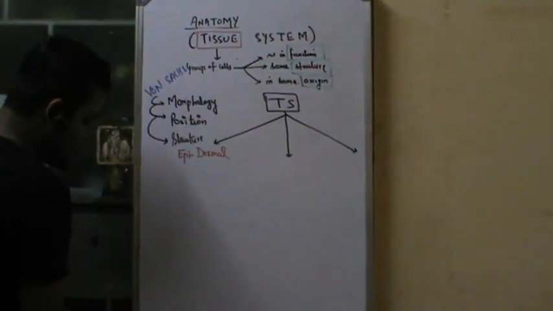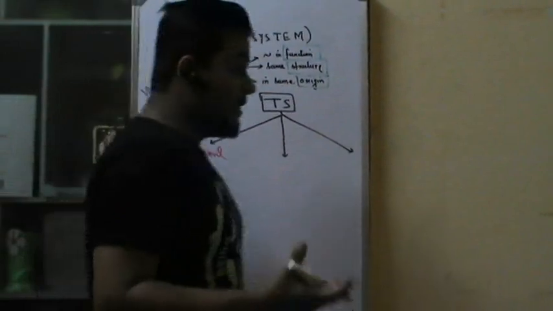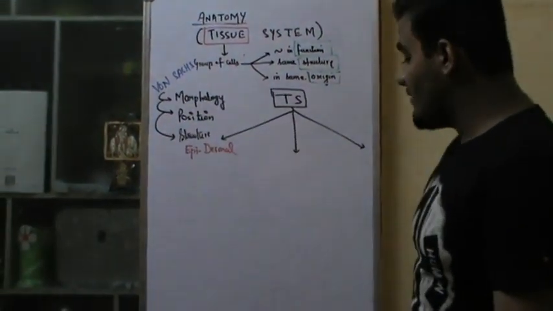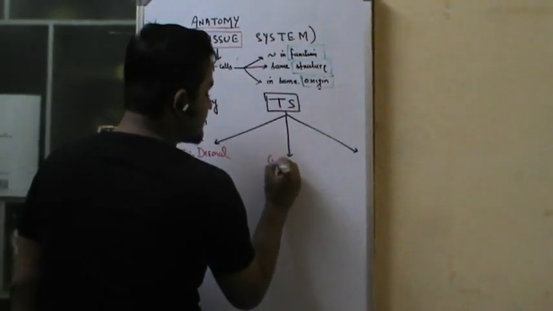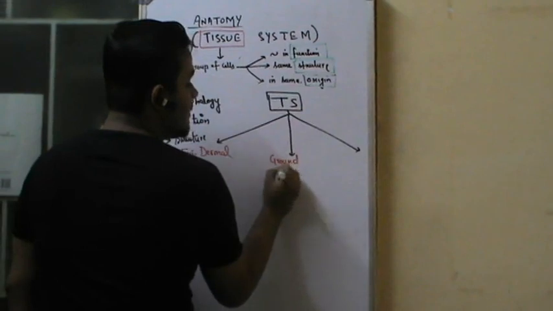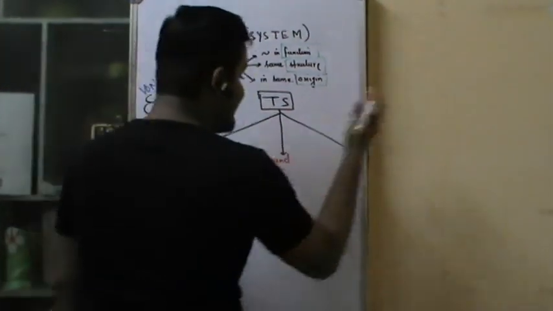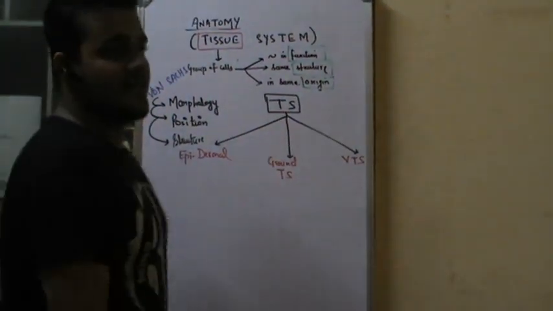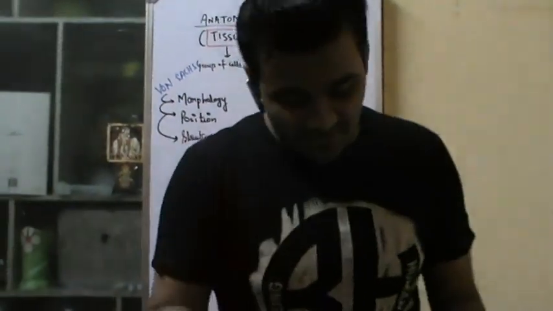Okay, so bachche yaad rakhna, it's going to be very simple. Epidermal system, okay? This is one thing. Other than this, the second type of tissue is the ground tissue system. Other than this, the vascular tissue system. VTS, GTS, EDTS. It's very simple, you have to remember.